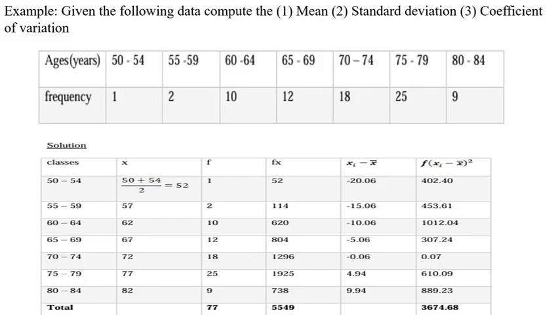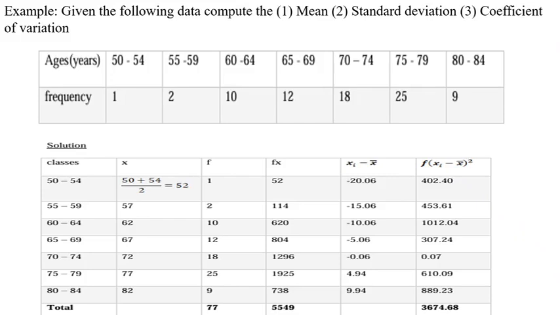Fine. So these are the classes, which is 50 to 54, that is the years or the age. We look for the mid class, that is the upper class boundary plus the lower class boundary divided by 2. From there, our 50 plus 54, we divide it by 2, that will give us 52. 55 plus 59 divided by 2, that will give us 57. 60 plus 64 divided by 2, that will give us 62. 65 plus 69 divided by 2, that will give us 67, and we do for the rest. Our frequency is 1, 2, 10, 12, 18, which was given.